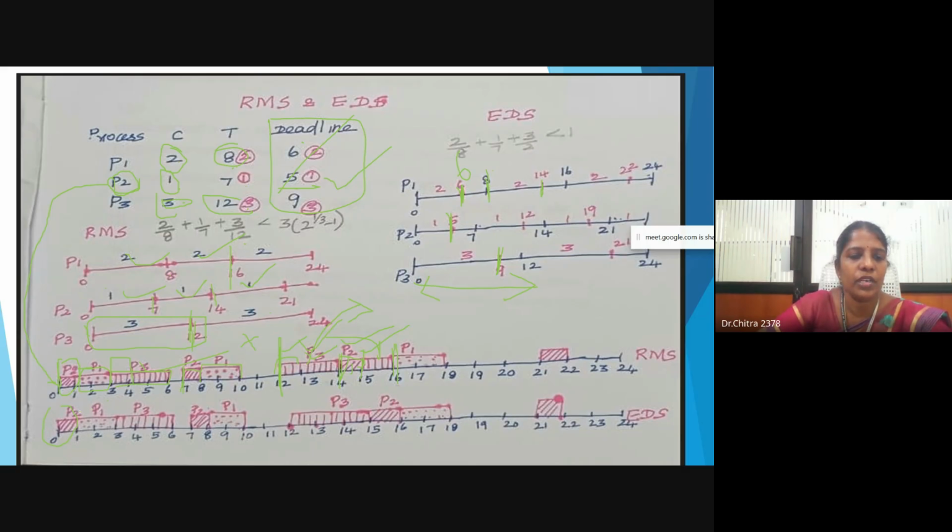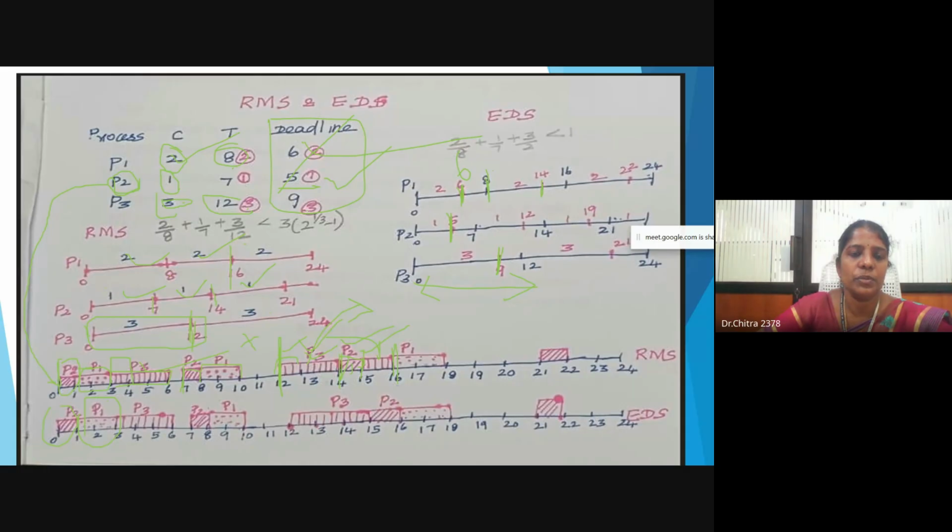The second priority is given to P1. So execute P1. 2 clock cycles are required for P1. That's completed. As it completed, check the deadline. The deadline of P1 is 6, but it is completed. Fine, it's also completed. Then the next one is P3.